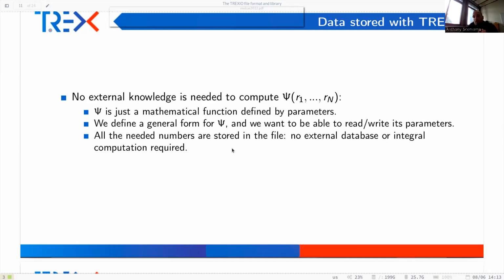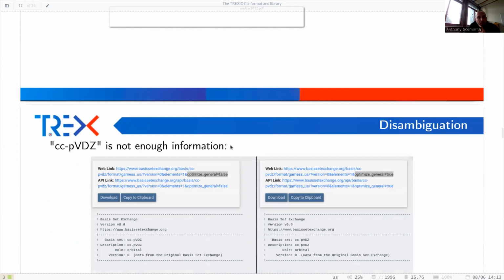So you don't need an external database, or you don't need to do some auxiliary integral computations. For example, normalization parameters of the atomic orbitals. Here we write them explicitly in the file because some codes might not be able to compute them for some reason.